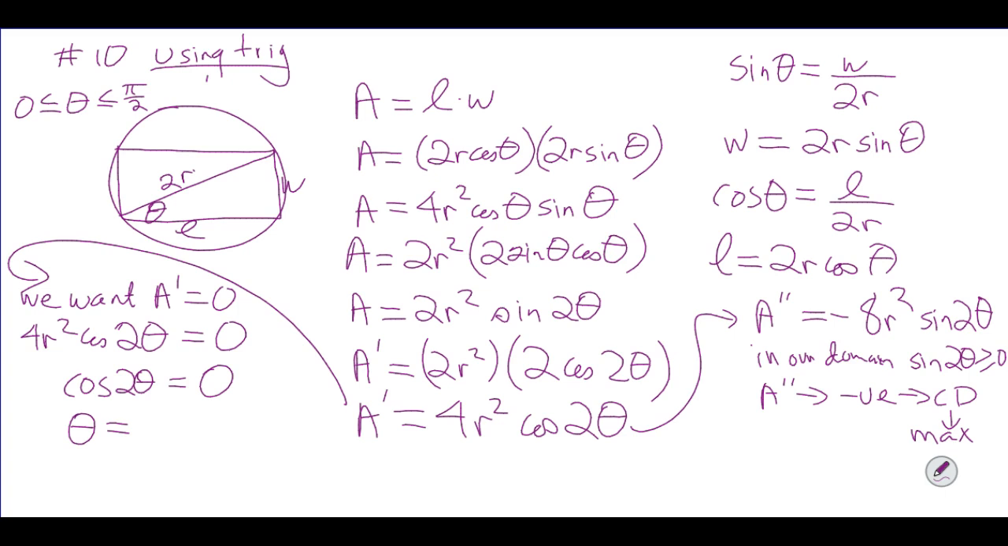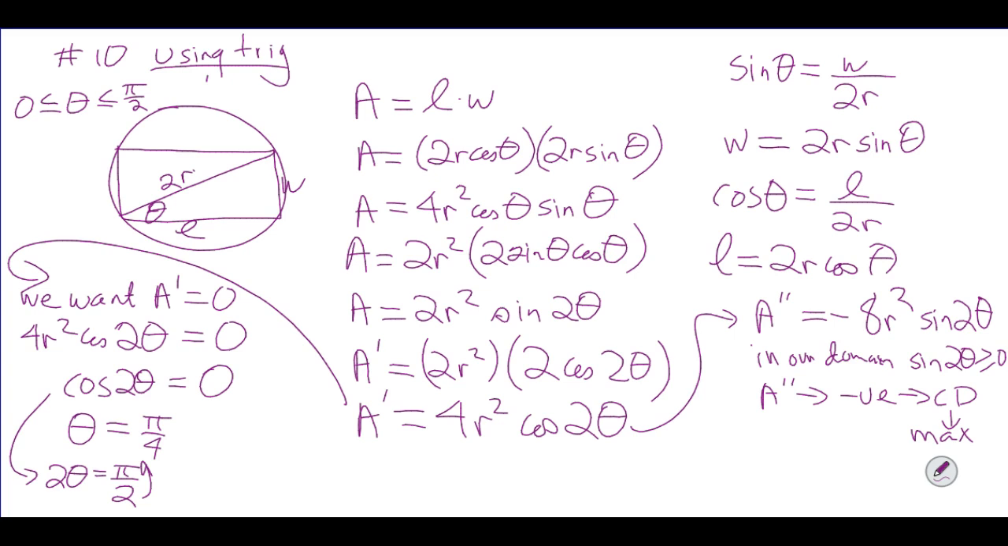So, what's theta? Well, the cosine of pi over 2 is 0, right? So 2 theta has to be pi over 2, which means theta is pi over 4. Everybody's okay with that, right? The next one is 3 pi over 2, which would give theta of 3 pi over 4, but that's outside the domain. Therefore, the angle is pi over 4.